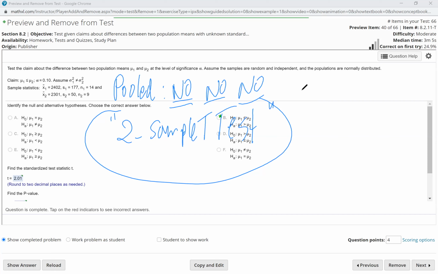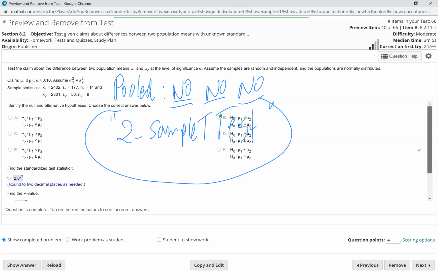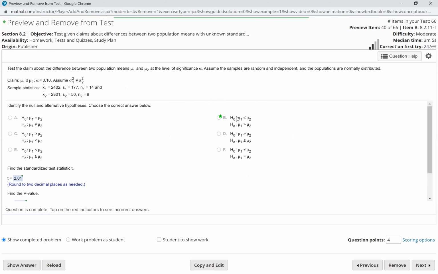Let me show you. Mouse. I don't see B here. Oh, right here. Oh, I'm sorry. I didn't see it. I was looking for the correct answer. So this is the null and the alternative hypothesis, and then it's a two-sample t-test, guys. Let's move on.